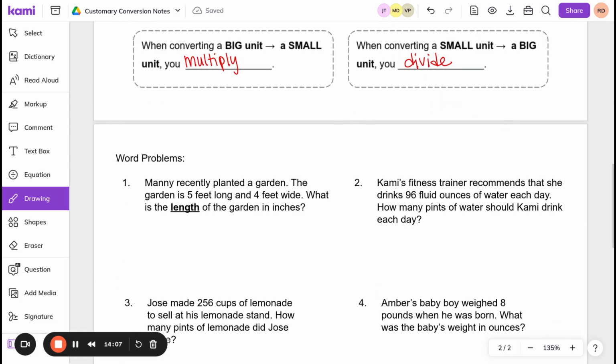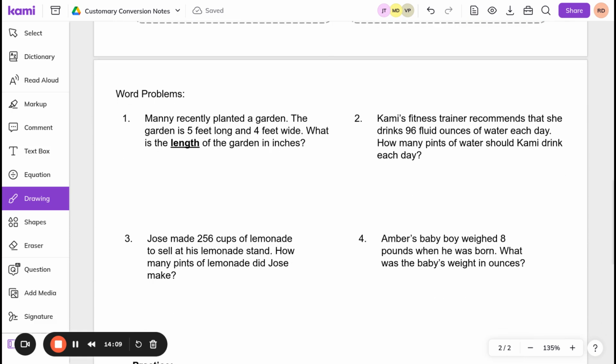Now on to the back. So we got some word problems. This time they didn't give us any starting ratio, so we're going to have to write that and solve the proportion. So Manny recently planted a garden.